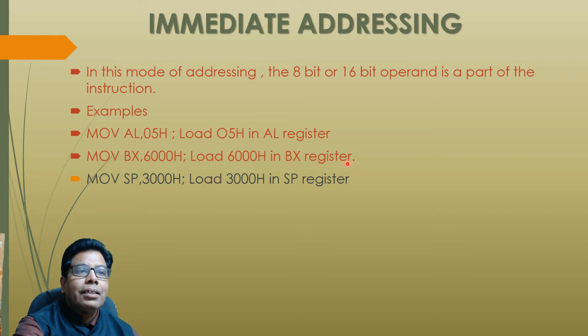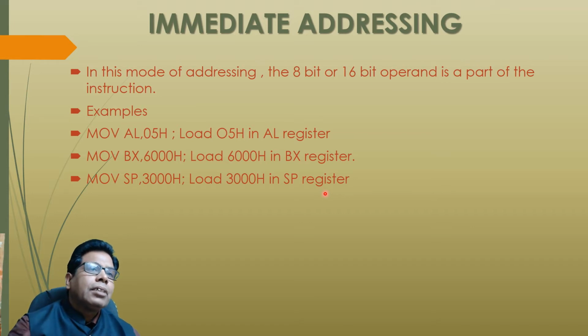So this instruction will load 6000H in BX register. So BX register, as you know, it consists of BL and BH. Then the next instruction is MOV SP, 3000H. Again, SP is a 16-bit register. That's why this will load 3000 in the stack pointer register. So immediate addressing can be used for all the registers of 8086, which can be loaded directly, except the segment registers. They cannot be loaded directly.